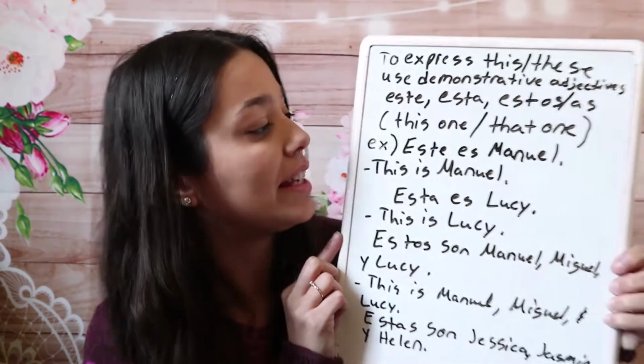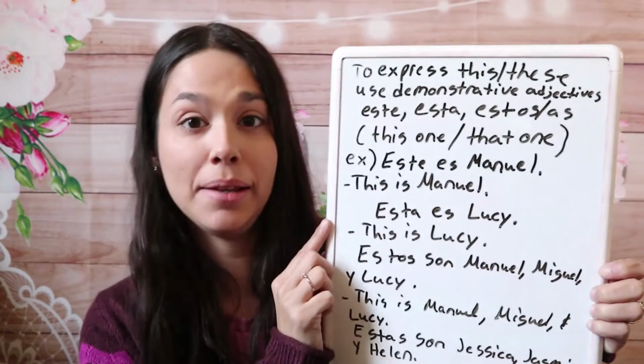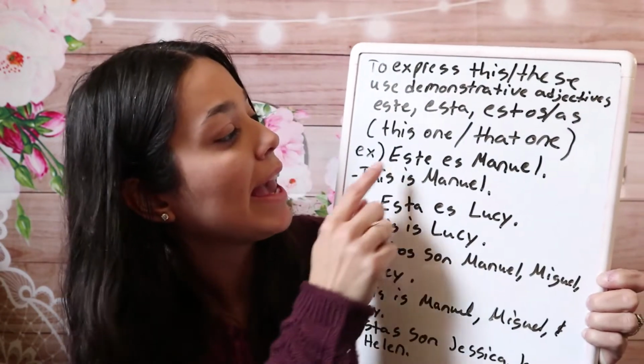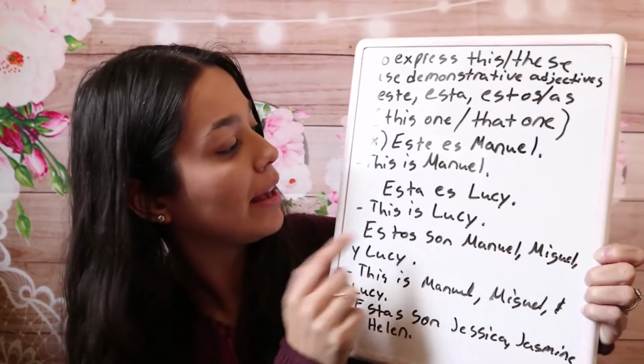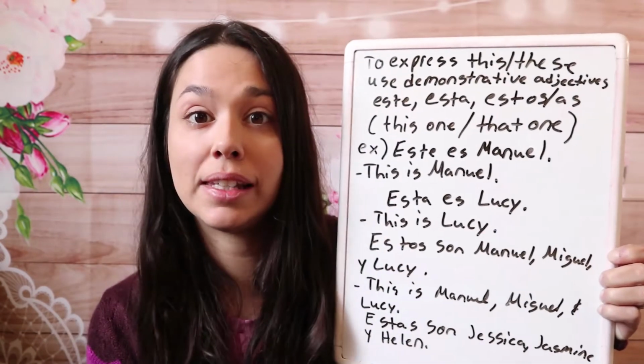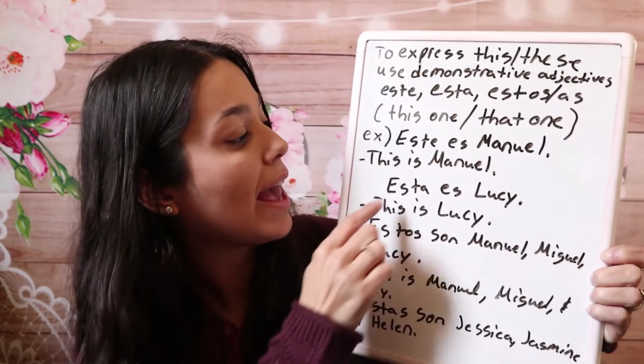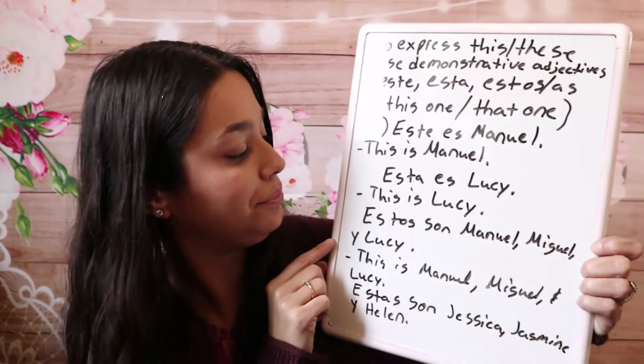Now to express this or these when introducing someone, you would use the demonstrative adjectives este, esto, esta, estos and estas. Let's look at some examples. So for the sentence, this is Manuel, in Spanish we would say, este es Manuel. For the sentence, this is Lucy, we would introduce them as esta es Lucy.